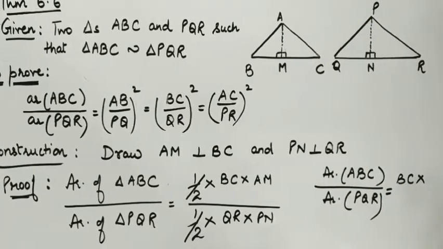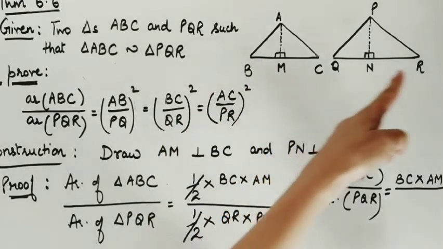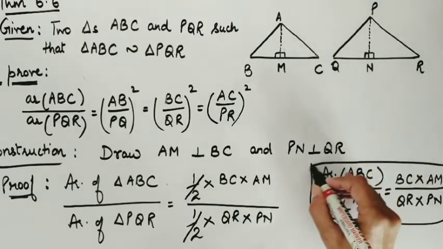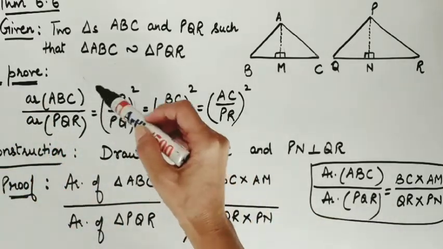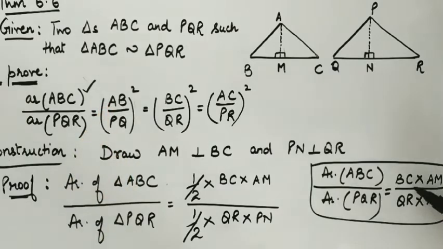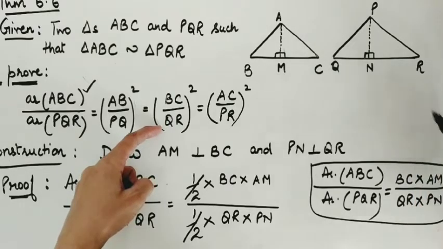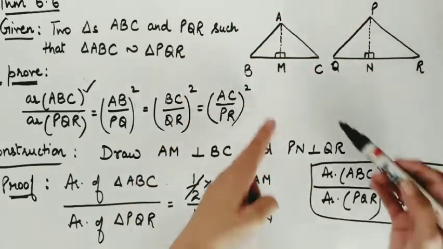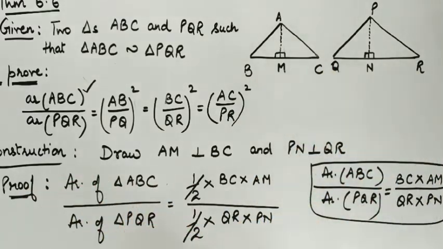So it's BC times AM upon QR times the height, which is PN. Now if you observe and compare ABC to PQR, one end is already obtained, but the other end is BC to QR, BC the base and QR the other base for triangle PQR. If we are able to say that the ratio of AM and PN is also equal to BC by QR, so let's see how we can prove it.